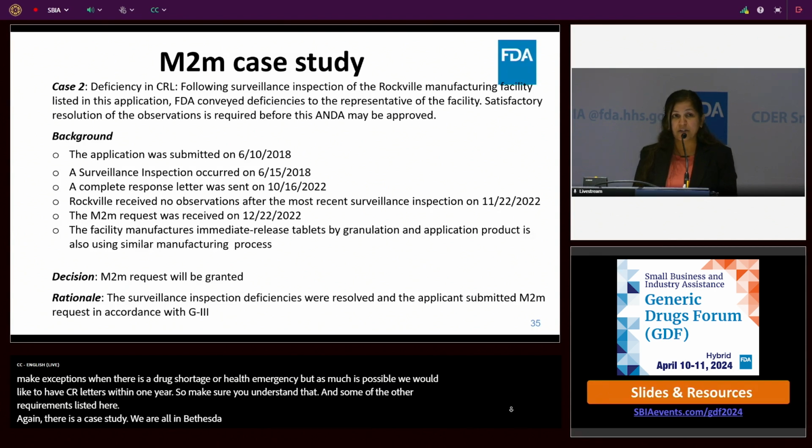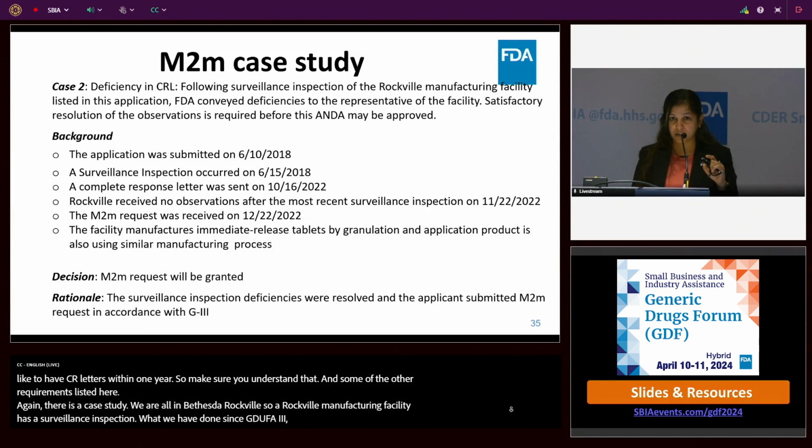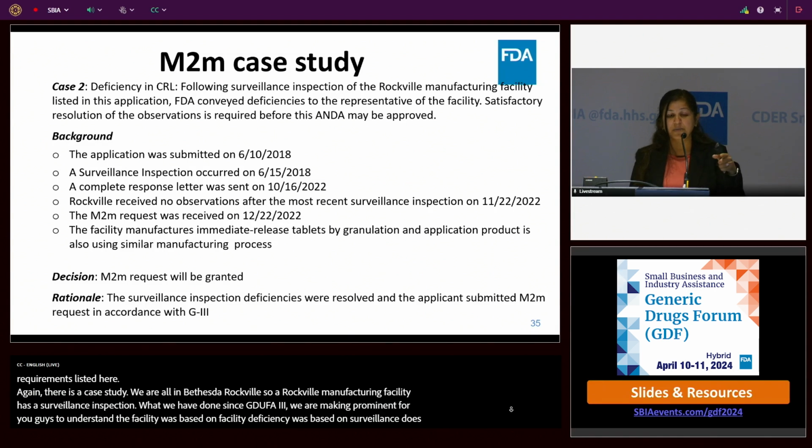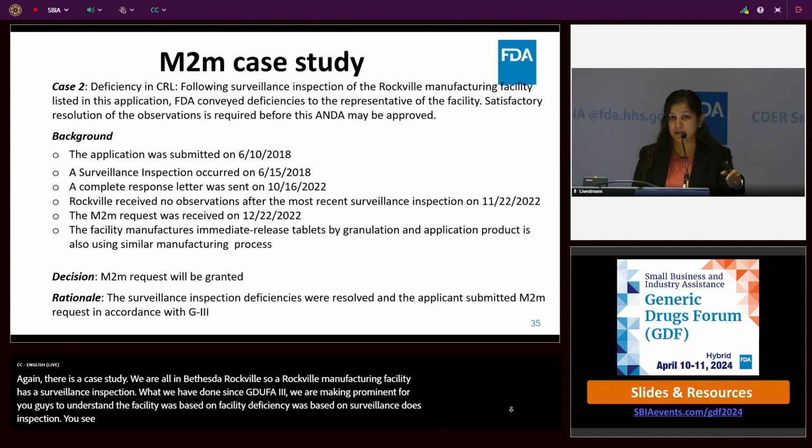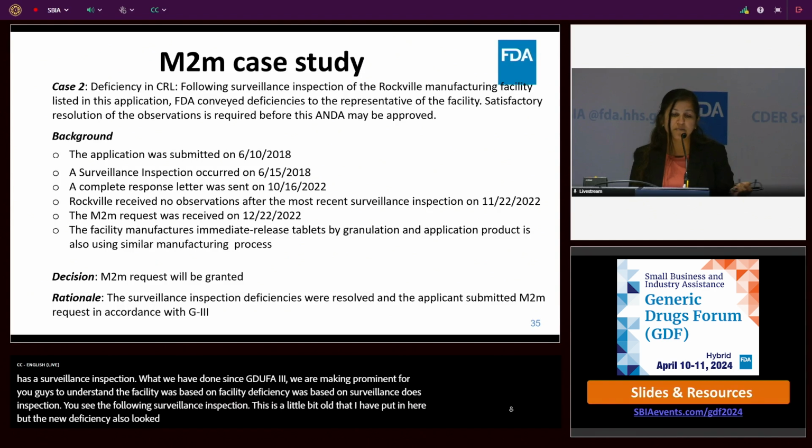So now what we have done since GDUFA 3, we are making it prominent for you to understand whether the facility deficiency was based on surveillance inspection or pre-approval inspection. You see the first words, following surveillance inspection. This is a little bit old boilerplate that I have put in here, but the new deficiency will also look very similar. We'll have, following surveillance inspection at your facility, blah, blah, blah. So you understand that your deficiency was surveillance related.